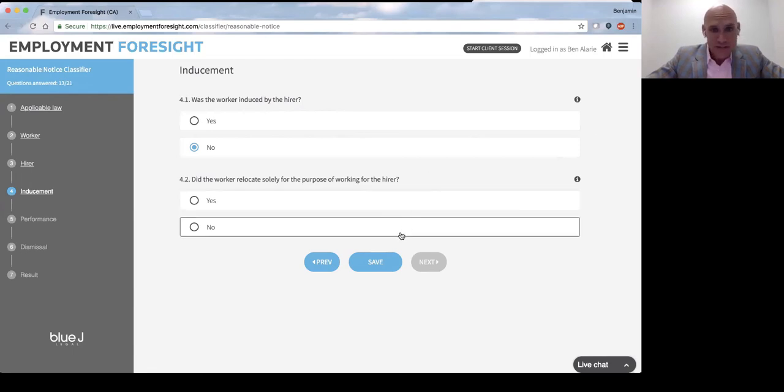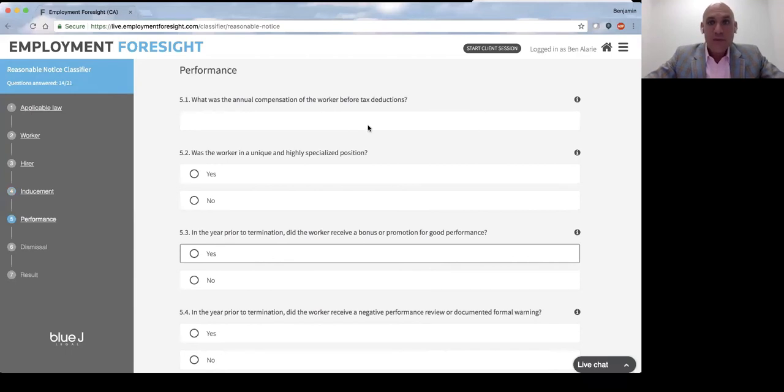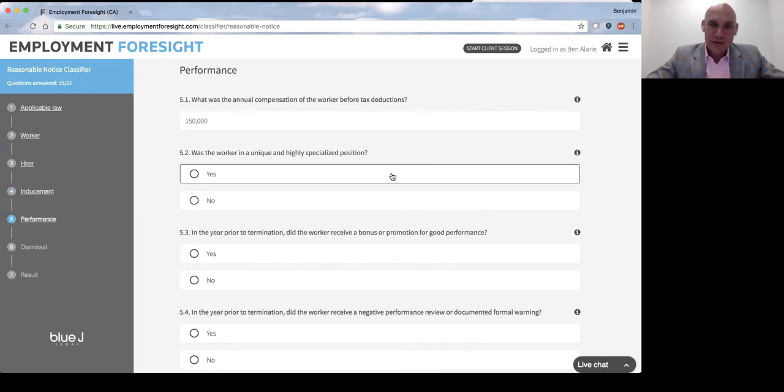She didn't relocate solely for the purpose of working for the hirer. She moved from one office tower down to another office tower just down the block. So here the answer is no, she didn't relocate. She still lives in the same home. Next. Okay, so we do know that she was making $150,000 before being terminated.